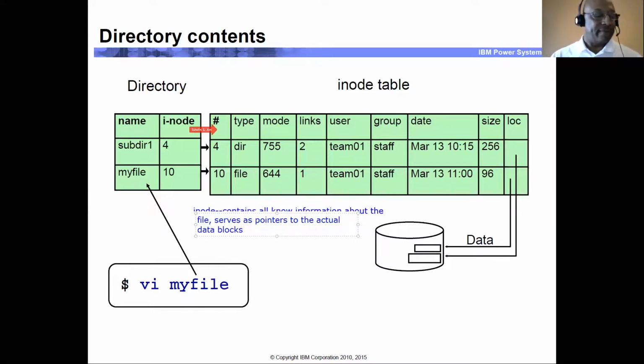Okay. So the inodes serve as pointers. We said that they were index pointers to the actual data blocks that contain the data associated with that particular file. Okay. Any questions about any of those things? Keep in mind the mode here represents the actual access permissions to that particular file.